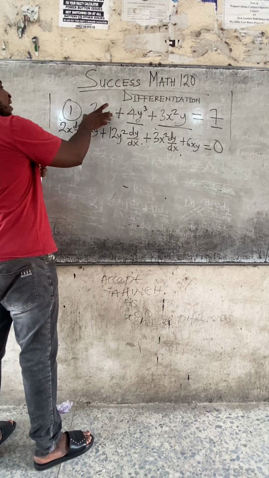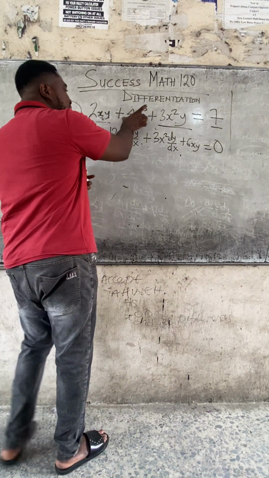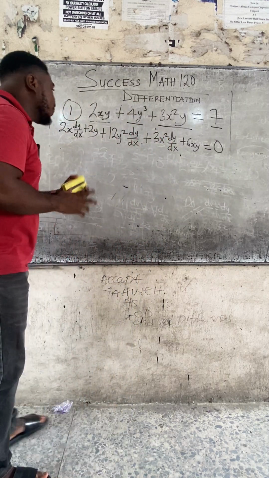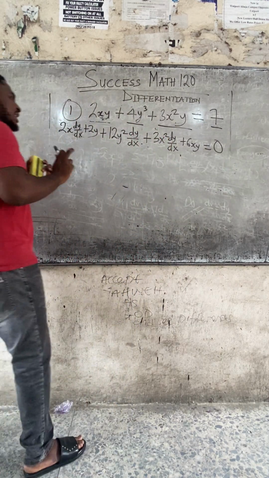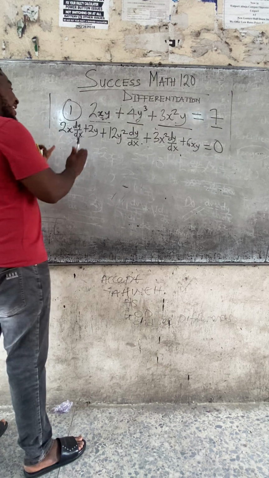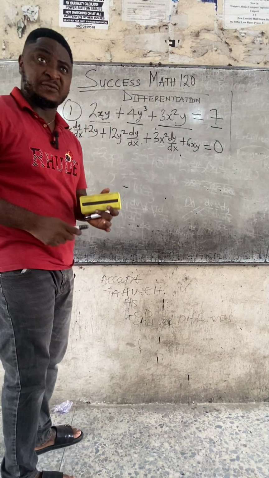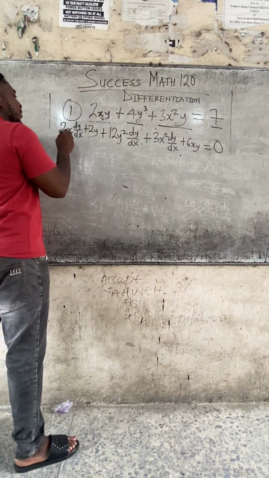So class, we have differentiated this, we have this. Differentiate this, we have this, and 7 gives us what? Step 2 is to collect like terms. Class, all those people that have the dy/dx, let them be on one side of the equation. Those people that don't have the dy/dx, move them to the other side of the equation. Follow me. So who are those that have the dy/dx?